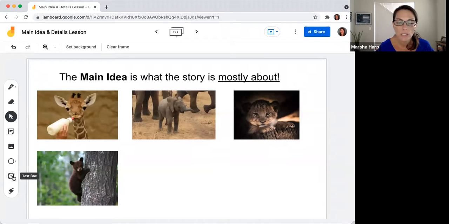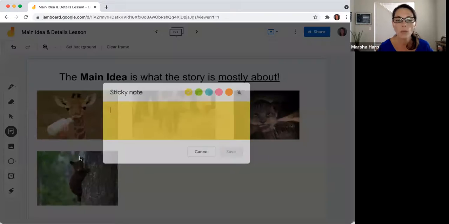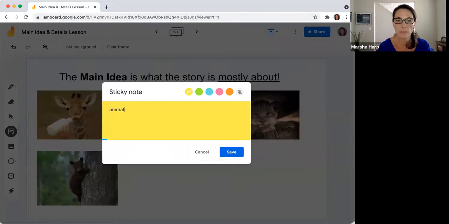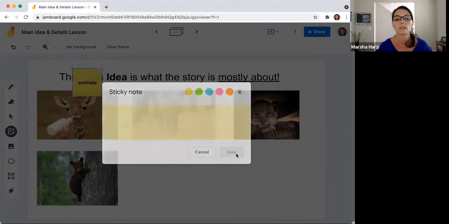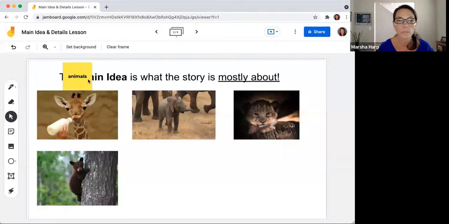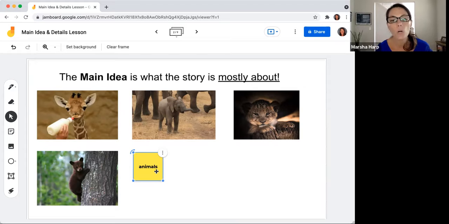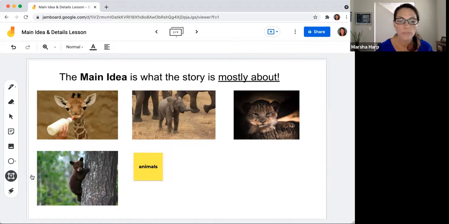So I want you to take your text box tool, or you can use your sticky note tool, and I want you to add a sticky note in there and tell me what you think this story is about. Awesome. Oh yeah, somebody said animals. Yes, these are all animals. So this story could certainly be about animals. Very good. But I want you to think more in detail. Look at these animals close.